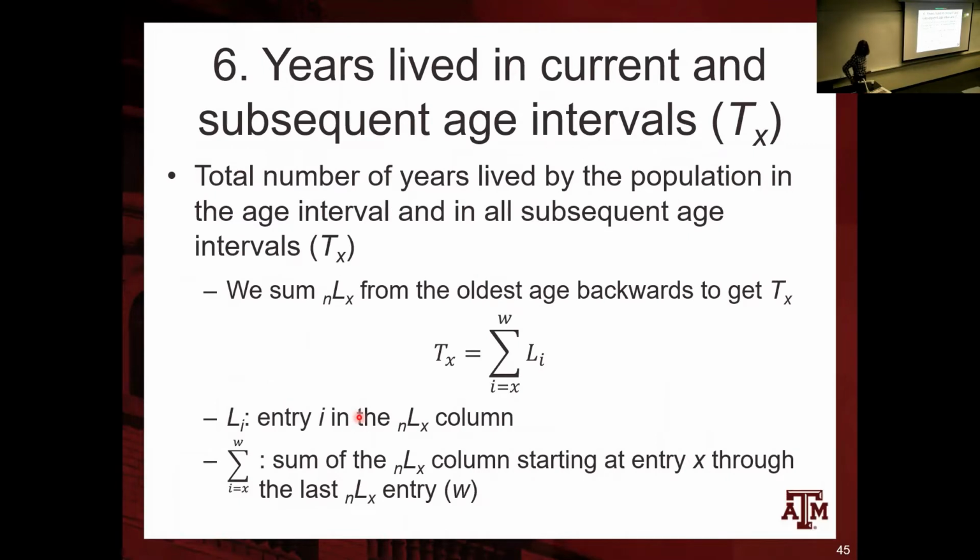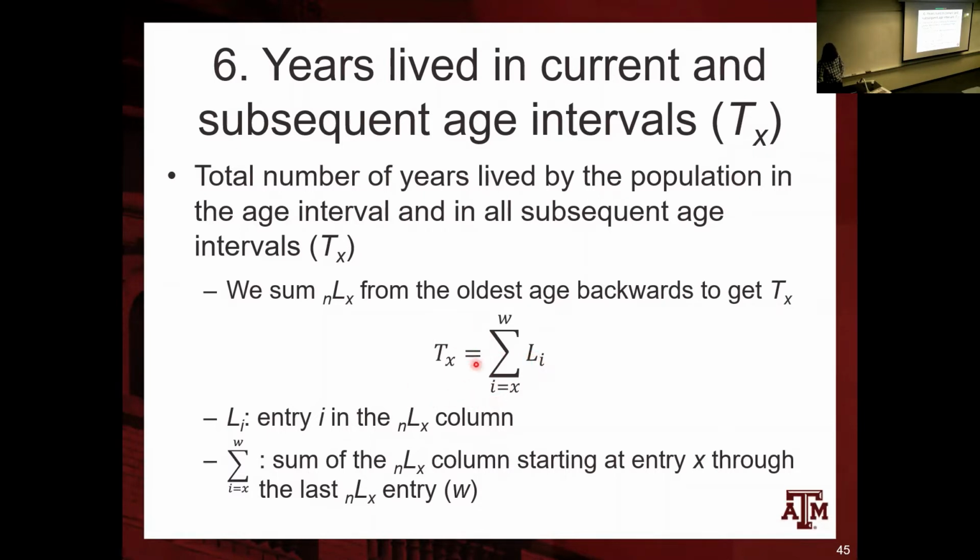And then the years lived in the current and subsequent age intervals is given by the Tx. That's the total number of years lived by the population in the age interval where we are, and in all subsequent age intervals after that. So it's pretty much the cumulative results of the big Lx column, adding up from the bottom to the age group that we are calculating.